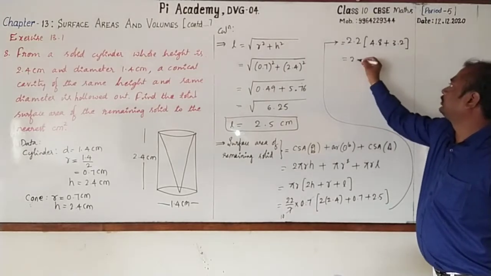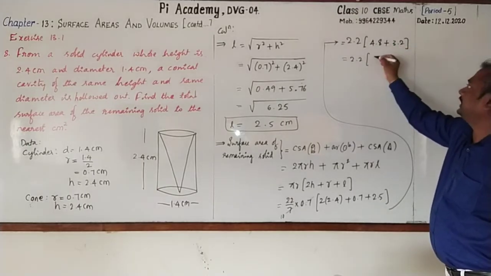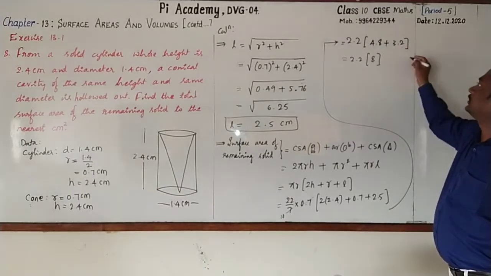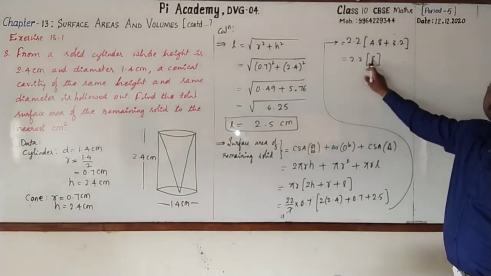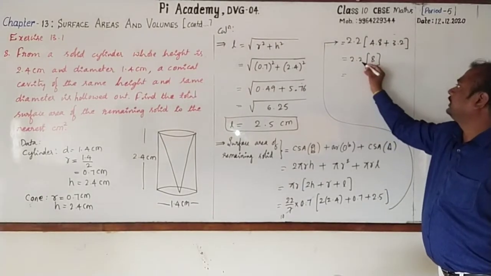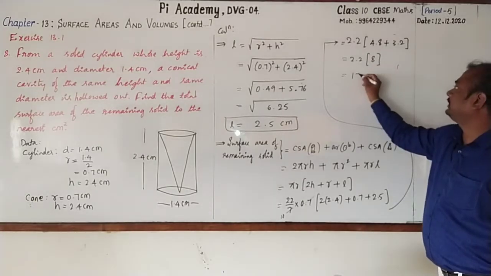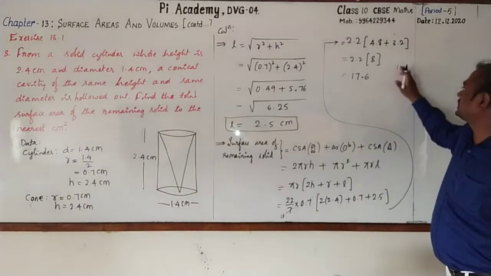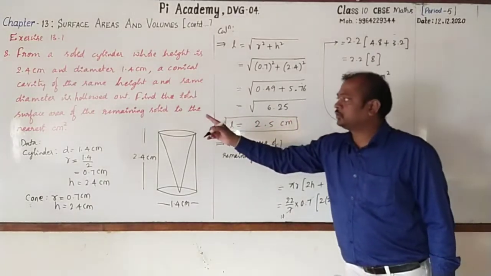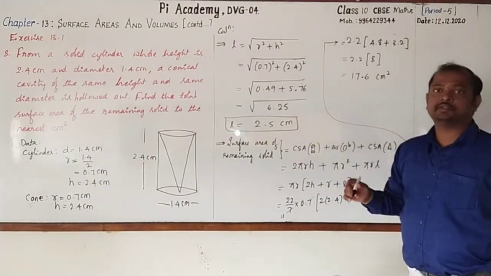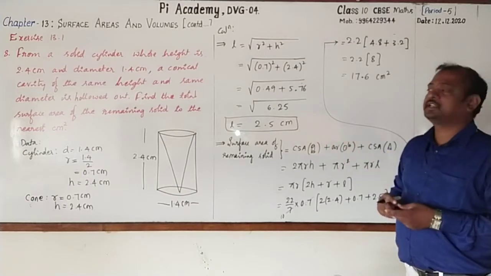It is equal to 2.2 into 4.8 plus 3.2, it is 5 plus 3, 8. 8 plus 2, 10, carry 1, 1 plus 3, 4, 4 plus 4, 8. 8.0 is nothing but 8. Then multiply. 8 2s are 16, carry 1. 8 2s are 16 plus 1, 17. So 17.6 centimeter square. So this is the total surface area of the remaining solid, that is after removing the cone from the solid cylinder.